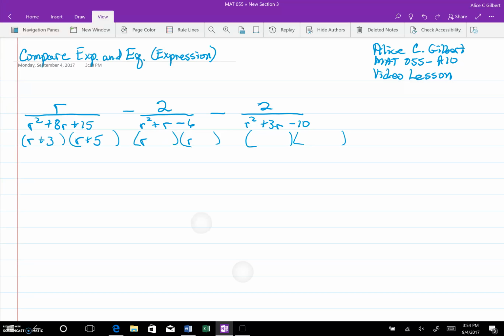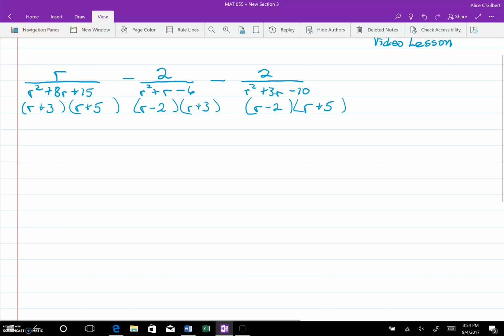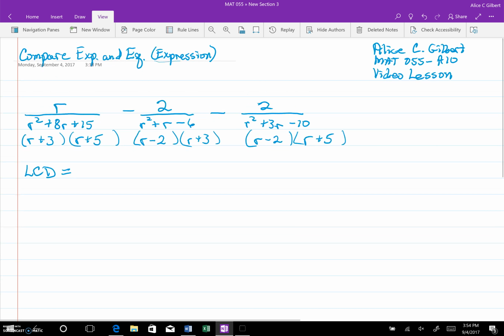And that's going to be 2 and 3, so it's going to be minus 2 plus 3, add those two together, plus 1, yep, negative. And this one's going to be r, and that's 5 and 2, so minus 2 and plus 5. That makes positive 3 and negative. Okay, we're good. All right, so now I'm going to build my LCD because this is an expression.